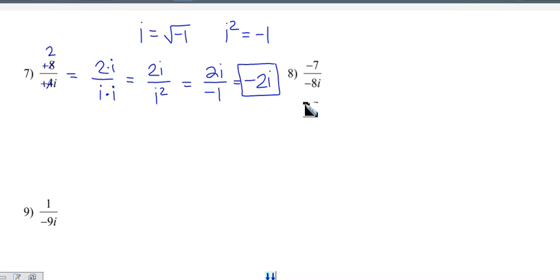Number 8 is the same type of problem. Start off by canceling your negatives. The numbers don't reduce, but I have this i. You can get rid of the i by multiplying denominator and numerator by i. I get 7i over 8i squared. Don't forget, replace i squared with -1. So now I have 7i over 8 times -1.